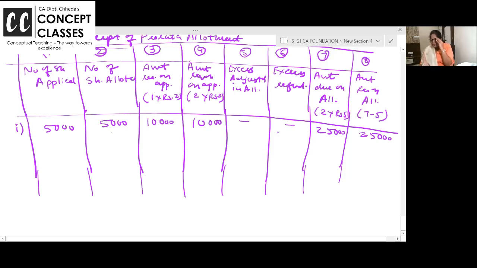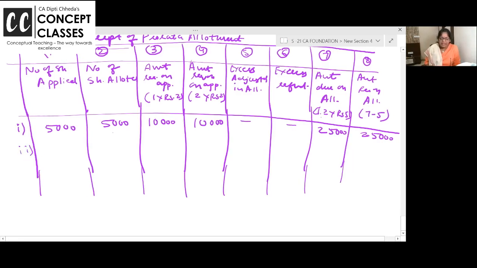Now, amount is due on allotment. What is the amount due on allotment? Column 2, you can write here CL. How many shares are allotted? Second, into 5. 5,000 into 5, 25,000. You need to receive on allotment 25,000, and 25,000 you have received.